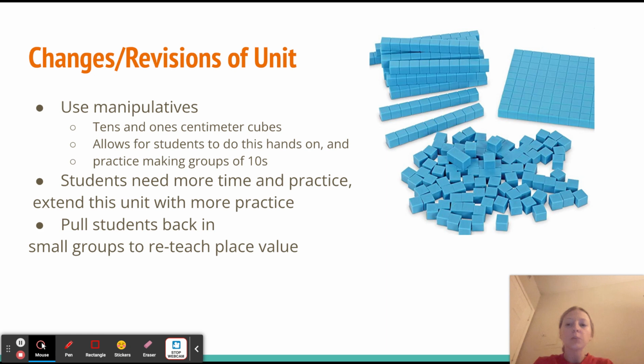Thinking back about my unit, some changes and revisions I can make are to use manipulatives, especially that first day when we jump right to the whiteboards. I can pull out manipulatives with the tens and 1-centimeter cubes and allow students to do those same questions hands-on, practicing making those groups of 10. Overall, students need more time and practice specifically to self-assess and reflect upon their learning, because I didn't realize how important that really was. And then pull those 2 students back into small groups to reteach and give more exposure to place value. So those are the changes I would make.